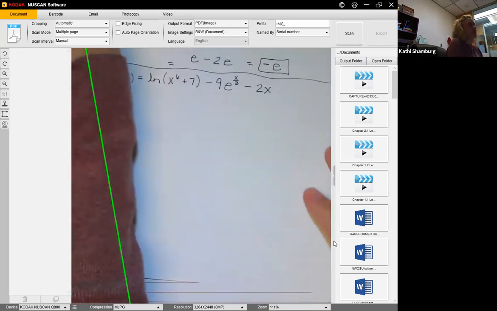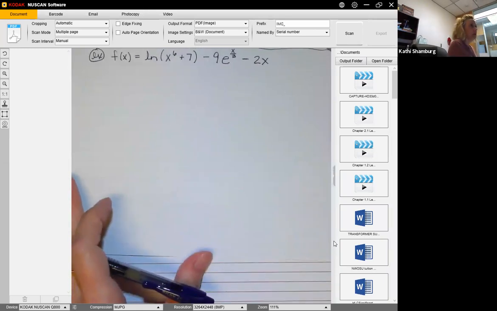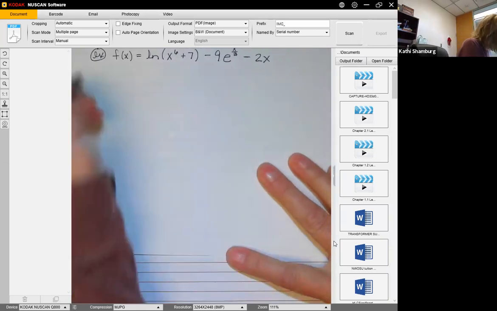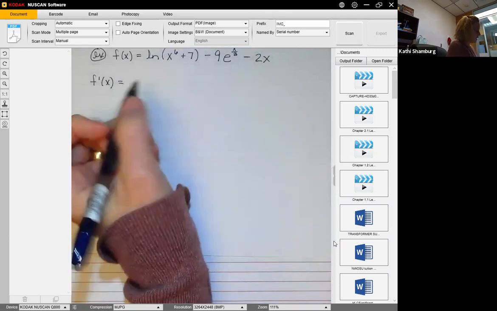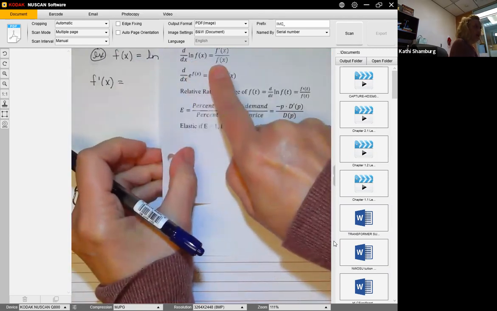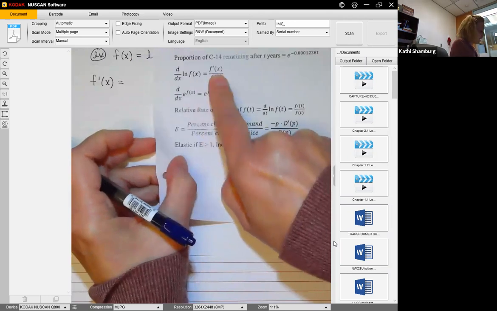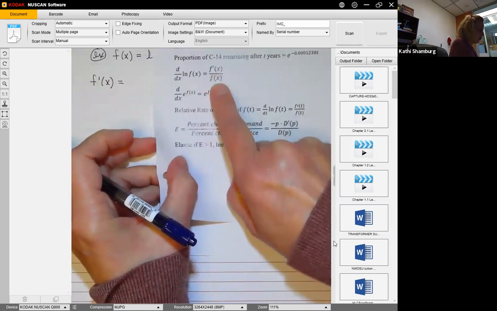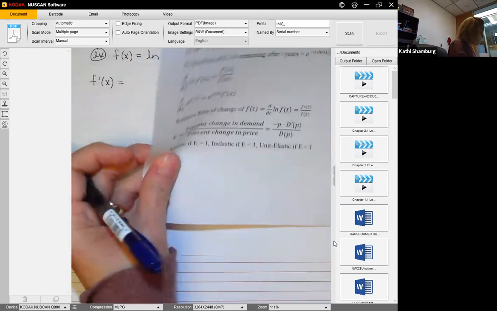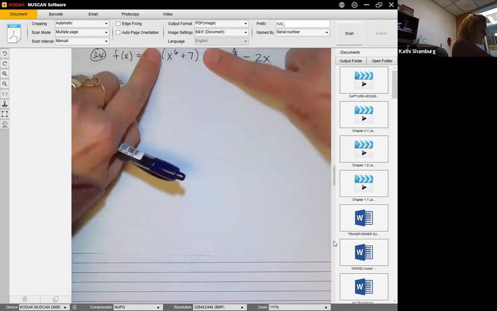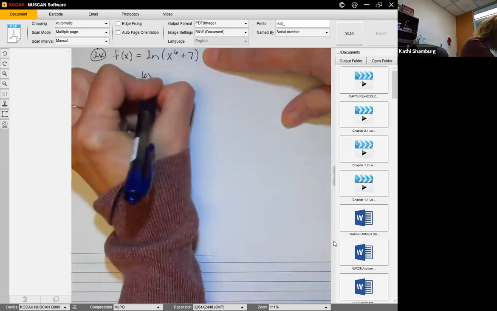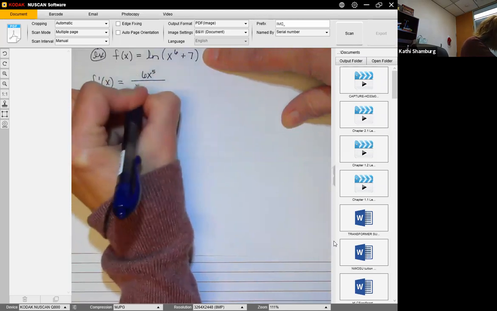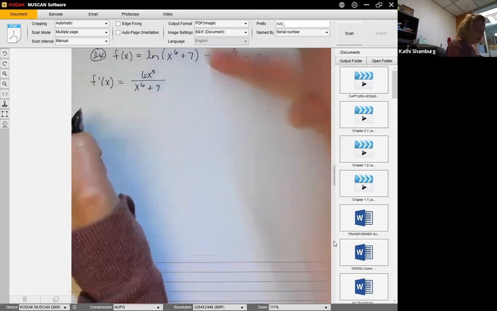And I'm going to refer back to the formula sheet. Okay. This is the natural log. So we're going to take its derivative. So I'm going to follow this right here. I'm going to take f of x, put the derivative in the numerator, rewrite the function and put it in the denominator. So my f of x is x to the 6th plus 7. So the numerator is that derivative, which would be 6x to the 5th. And the denominator is x to the 6th plus 7.